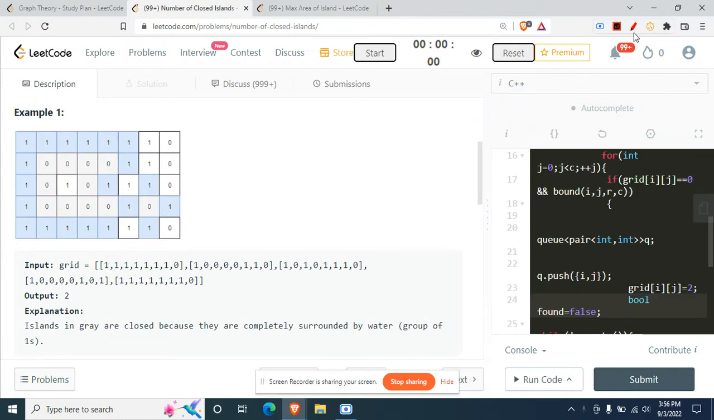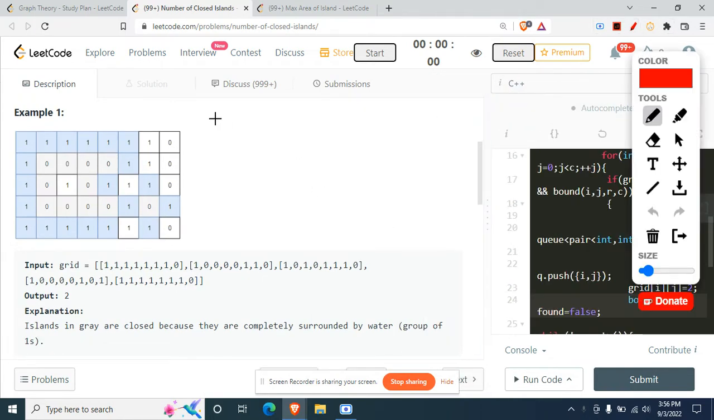It just has been reversed. That means previously we were considering one as land, here we are considering zero as land. Okay, and what have they said? They have said we need to find islands.